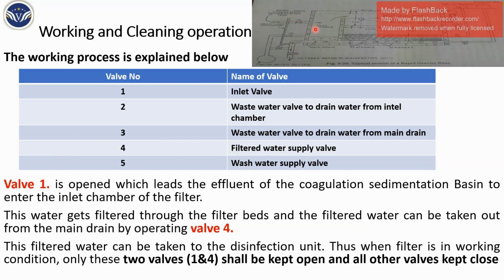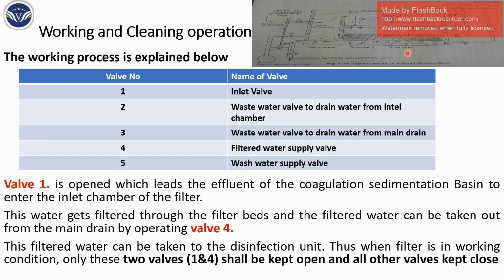So raw water gets into the inlet chamber and passes through the filter media, through the base material itself. It percolates, gets filtered, and comes out through the drains. As per this statement, valve number 1 is opened, which lets the effluent from the coagulation sedimentation tank basin enter the filter.